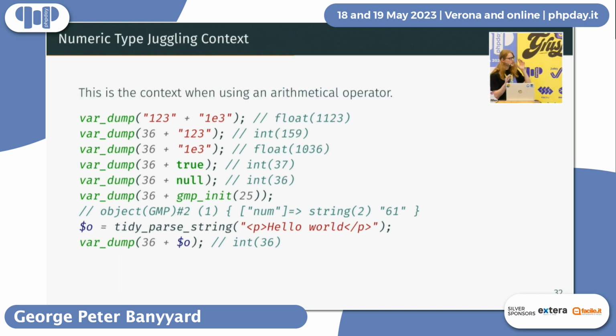We have something somewhat similar with the numeric type, which is addition, multiplication, division, and all of these things. If both strings are numeric, it will convert them to an integer or to a float, because of 1e3 being a float, and it will then happily do the addition. Same thing with GMP, which overloads the plus operator. Tidy just casts it to an integer and adds it.